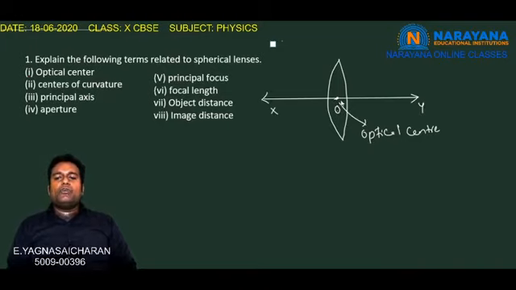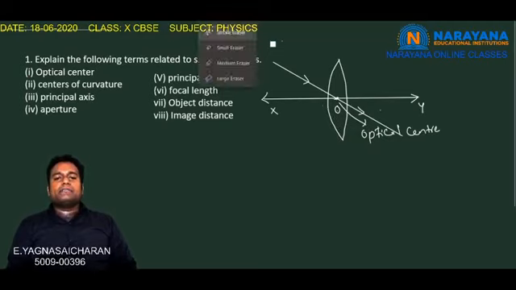For example, whenever we consider any ray that is passing through this optical center, the ray passes without any deviation. So any ray that is passing through this optical center passes undeviated. This is the case of a convex lens. For example, let us consider the concave lens.